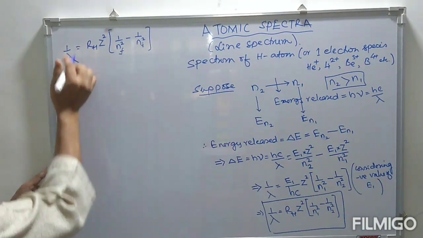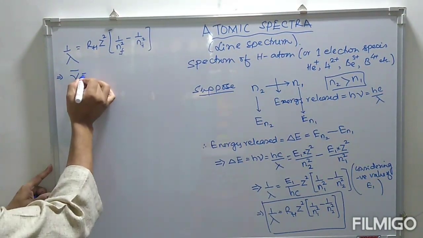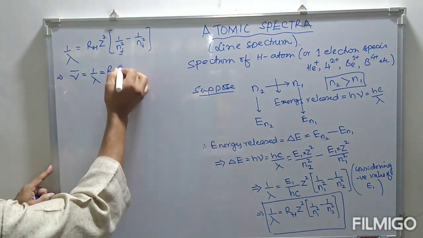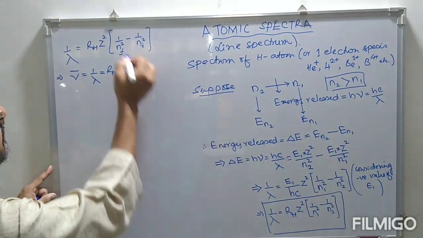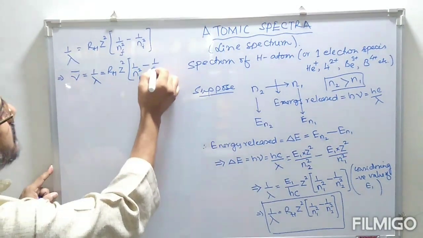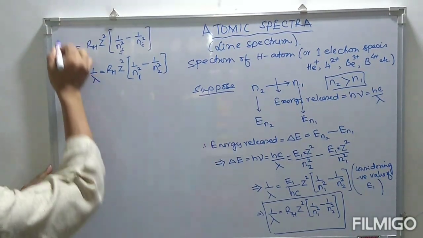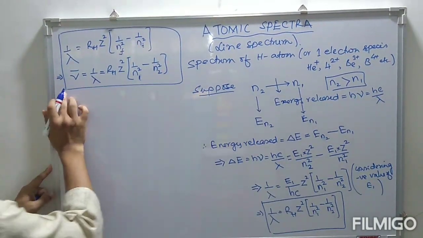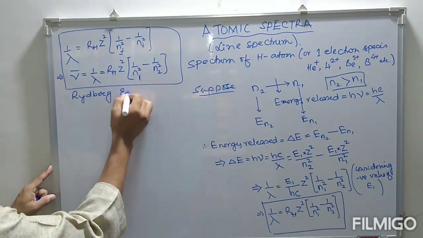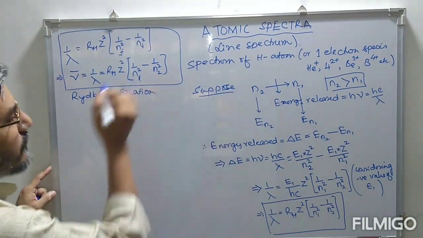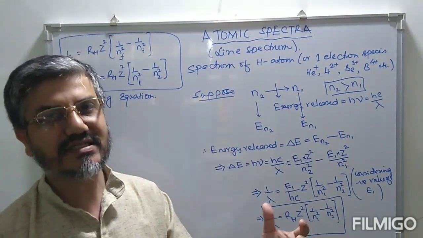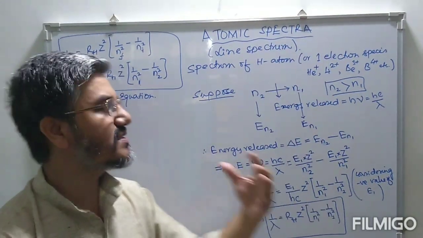So 1 by lambda, that is wave number, is equals to RH Z square, 1 by N1 square minus 1 by N2 square. So this equation is known as Rydberg equation. So this equation is used for measuring the wavelength or the frequency of electromagnetic radiation emitted when electron de-excites from any higher level to the ground state.